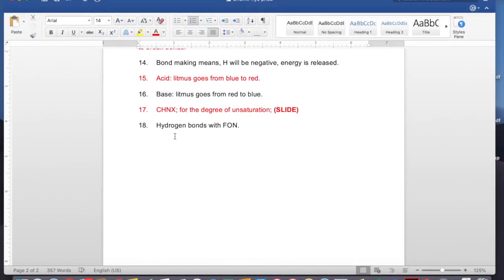And lastly, hydrogen bonds only with fluorine. So just know that hydrogen bonds will only bond with fluorine, oxygen, and nitrogen.